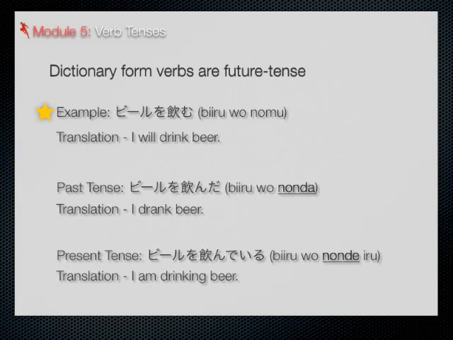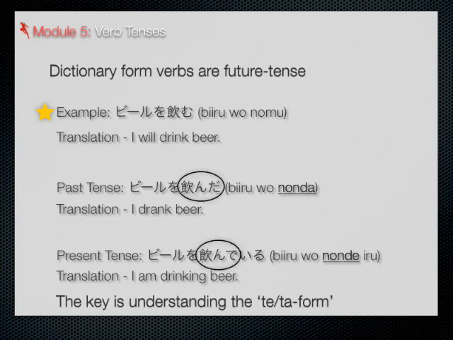And just as a side note, this is all casual speech. I'll go over how to use more polite Japanese and convert between present and past tense a little bit later. But as you can see, the key to understanding past and present tenses is getting a firm grasp of the te form and the ta form. But luckily for us, the rules for changing a verb into its te form and ta form are exactly the same, so that makes our life a lot easier. So let's take a look at that.